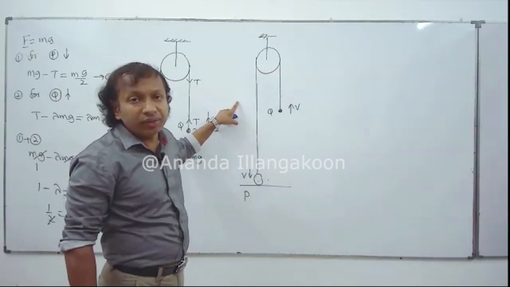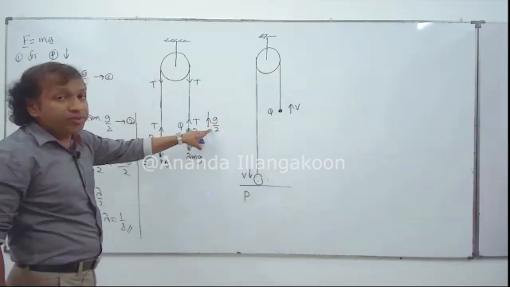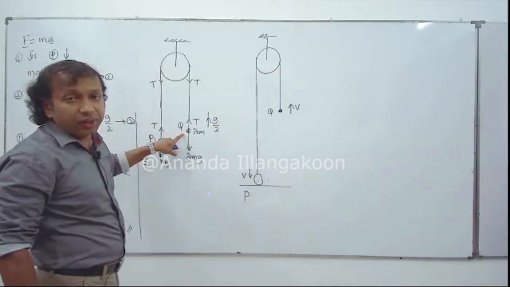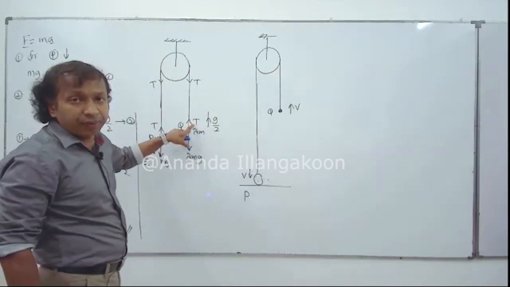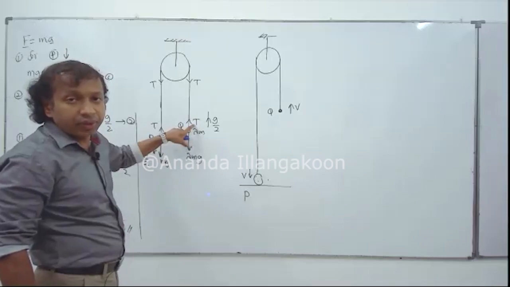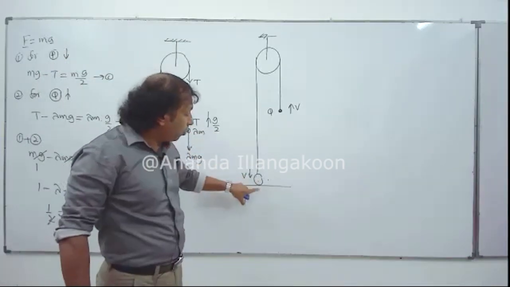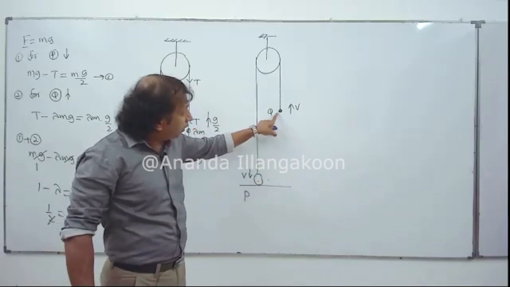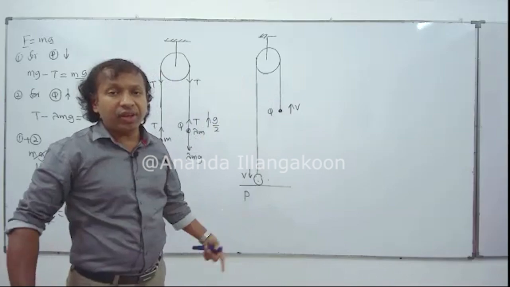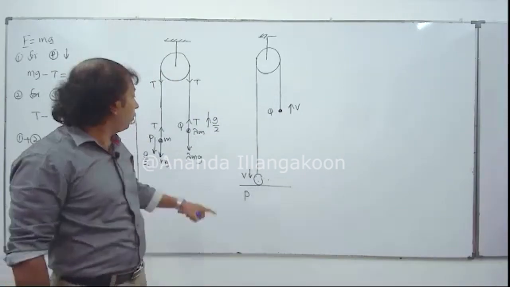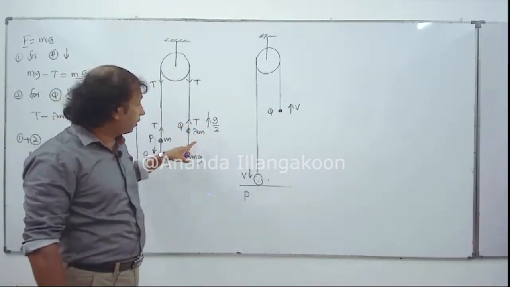Then the earlier g by 2 acceleration no longer acts on this particle, because to give this g by 2 acceleration, the tension is the main force helping. But P can't move down, while Q can go up. Due to that, the string goes slack. Therefore, tension will be 0, and no longer does g by 2 acceleration act on particle Q.